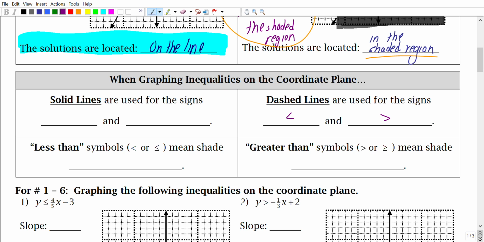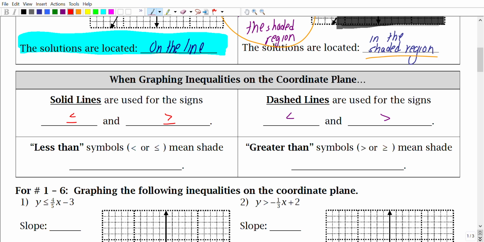And then notice that the solid lines on the other side would have to be the ones that are remaining, so the less than or equal to and the greater than or equal to. Again, we usually just use those four symbols with inequalities, guys. The two symbols that show dashed are less than and greater than.